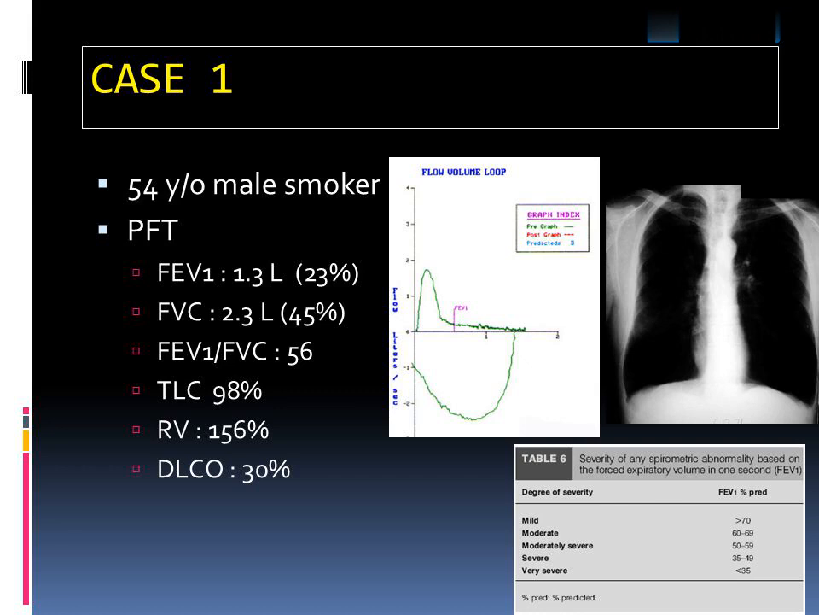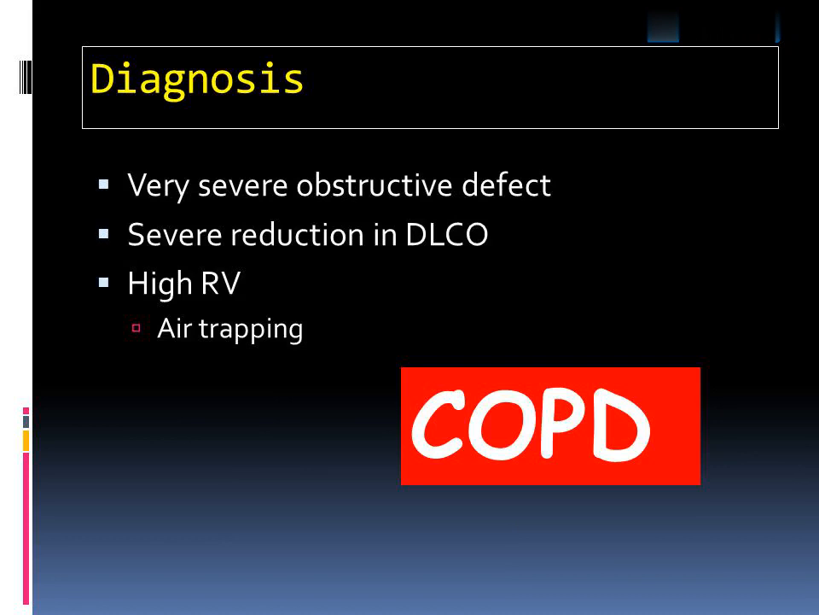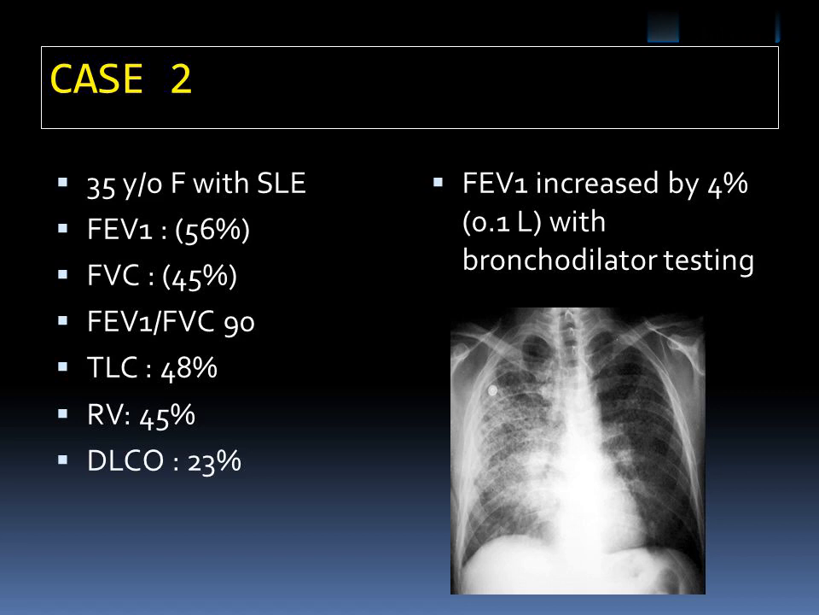Case 1: 54 year old male smoker. PFT: FEV1 1.3 liters, 23%; FVC 2.3 liters, 45%; FEV1/FVC 56; TLC 98%; RV 156%; DLCO 30%. Diagnosis: COPD, very severe obstructive defect, severe reduction in DLCO. High RV, air trapping.